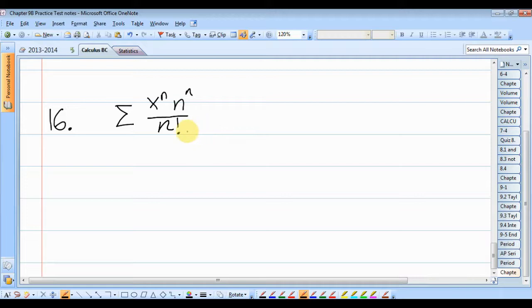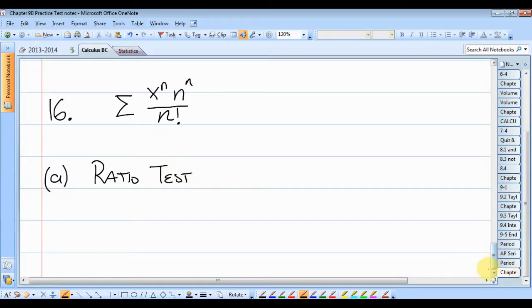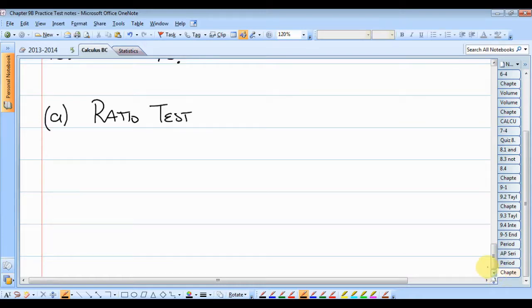We're supposed to find a radius of convergence, so let's do this. How do I find a radius of convergence? Number one, don't jump to the ratio test. Is this geometric? No, it's not. Okay, not geometric. Now we can go to the ratio test. It's a power series. We're looking for a radius of convergence. We go to the ratio test.